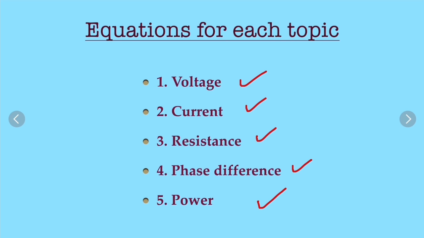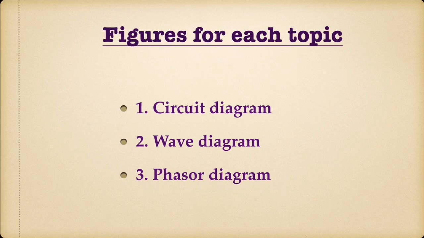Then after that, the next thing is, for every topic, what are the figures required? For every topic, these are the figures which are required. Number 1, circuit diagram. Number 2, wave diagram. Number 3, phasor diagram. These diagrams are common for every circuit. So we have to go in sequence, and the next thing is, you have to prepare a table like this.